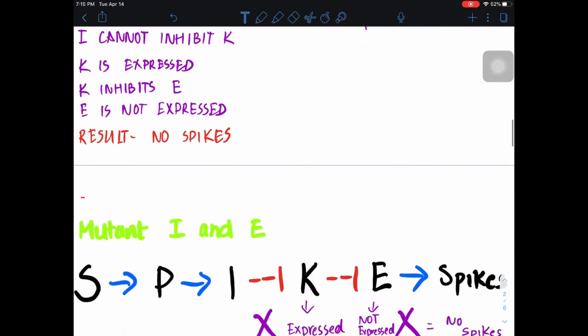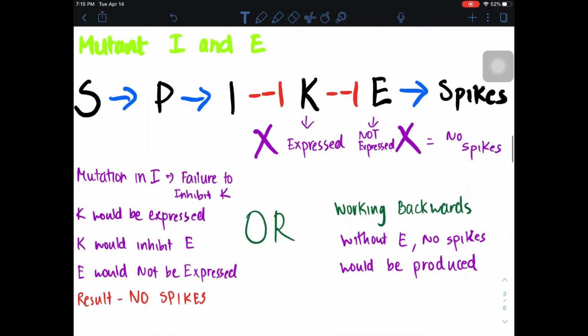problem, there's a mutation in E and in I. The mutation in I would cause it to not inhibit K, and K would be expressed, and it would inhibit E. But in our case, E is a mutation. So we could have looked at it from the start to conclude that without E, no spikes would be produced because E is furthest down the stream. So sometimes it is easier to work backwards.